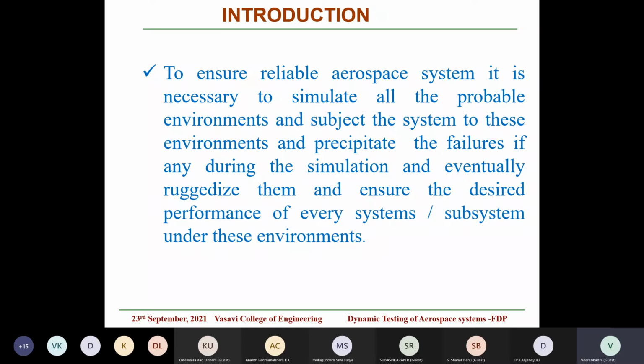So there are concepts like environmental stress screening, highly accelerated life testing (HALT), and highly accelerated stress screening, which are very much used in different industries. But with respect to aerospace and defense, because HALT is very costly, we only use ESS, environmental stress screening, and that is how the failures are precipitated beforehand.